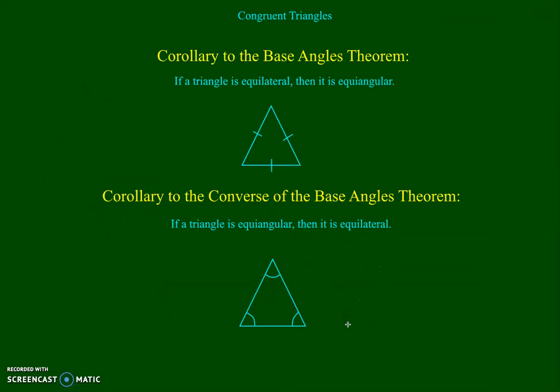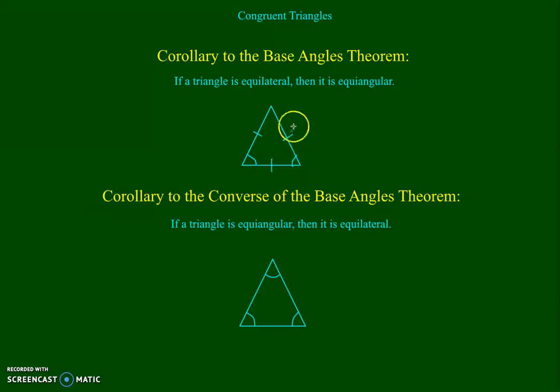Now here we have two theorems whose names alone can be confusing and intimidating. Here we have the corollary to the base angles theorem. Remember, the base angles theorem said if two sides of a triangle are congruent, then the corresponding angles are congruent. Here it says if a triangle is equilateral, then it is equiangular. And we can see that fairly easily. We're not going to do a rigorous proof, but if we use the base angles theorem, we can see here that because this side is congruent to this, we've just proven that this angle would be congruent to this angle.